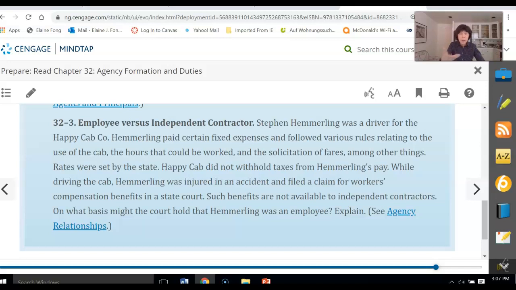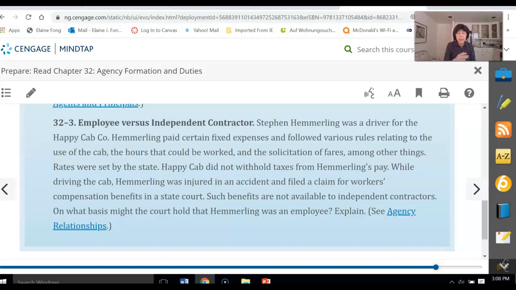Now, what is the reason that Happy Cab doesn't want to withhold the taxes? It's extra work. They would prefer not to be bothered to submit the payroll taxes to the IRS and to keep records of that. That's one reason they have set this up like this, so that Hemmerling has to take responsibility on his own. And they don't want to pay for his benefits, such as workers' comp. So it's just a way for them to escape that extra responsibility.